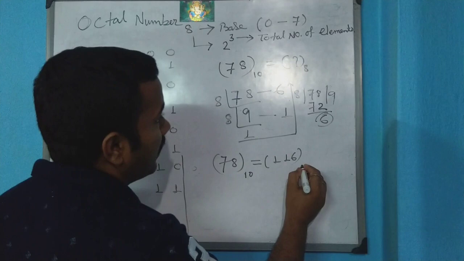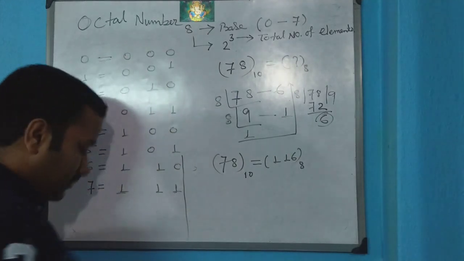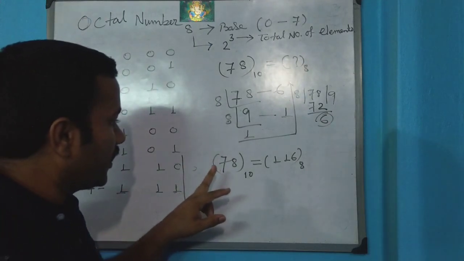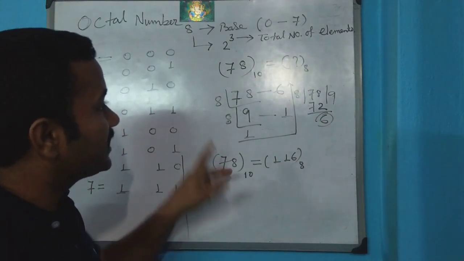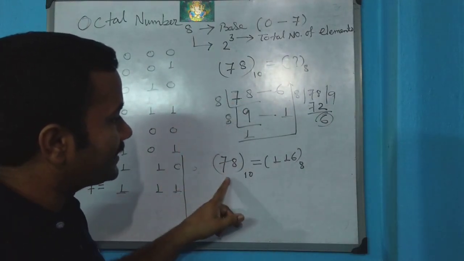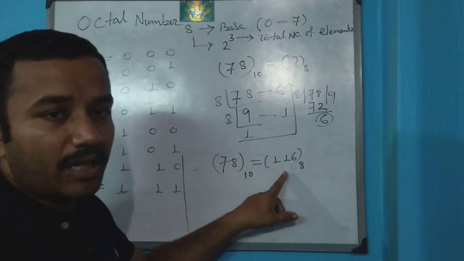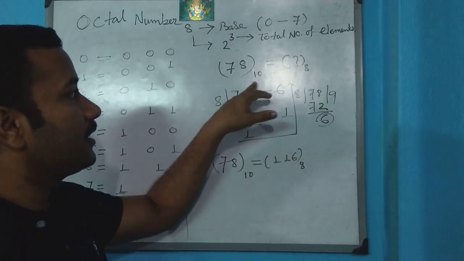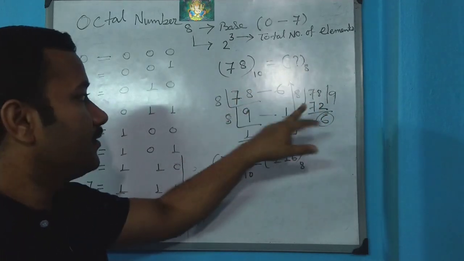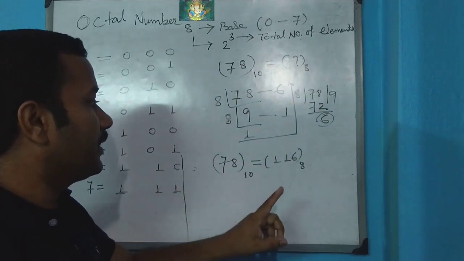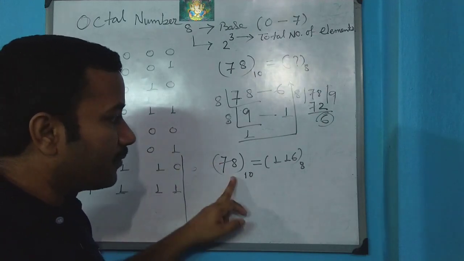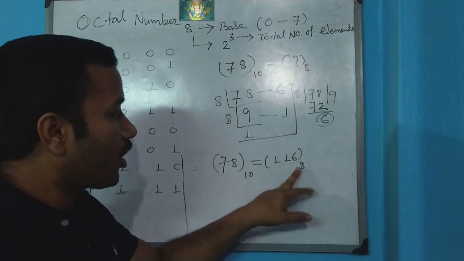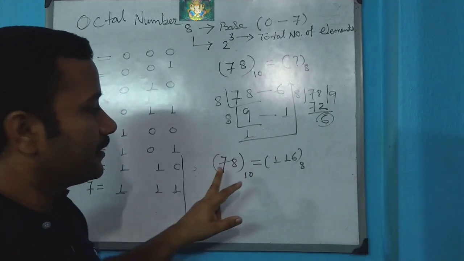116. And one thing here: the decimal value 78 is always less than the octal value. When you convert from decimal to octal, you must remember that the decimal value is always less than the octal value. That means the octal value is greater than the decimal value.